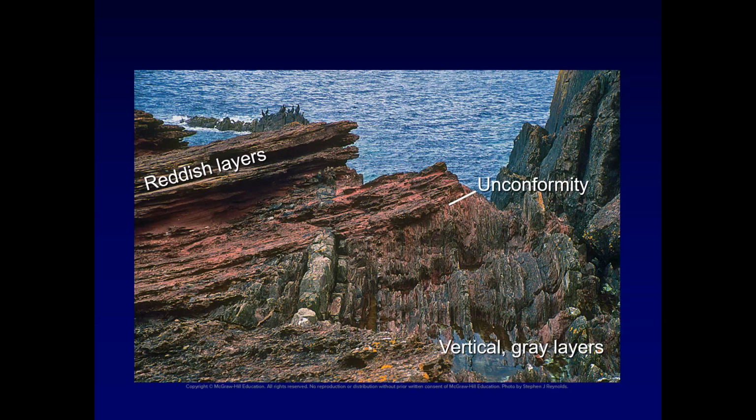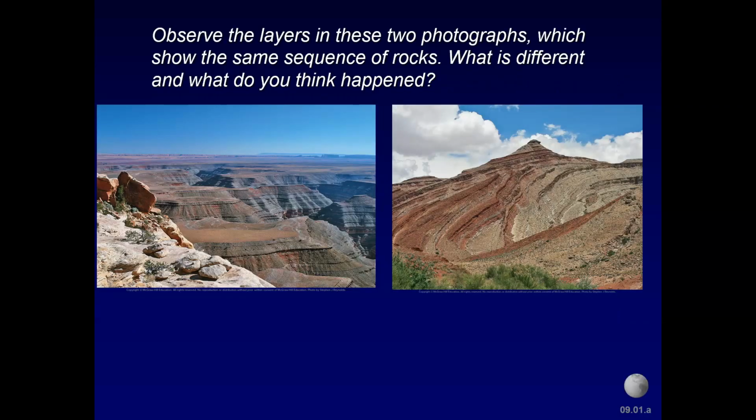James Hutton used modern processes to interpret events that happened in Earth's past, and we call that uniformitarianism. All right, we'll look at the layers in these two photographs. What's different, and what do you think happened when you look at these things?